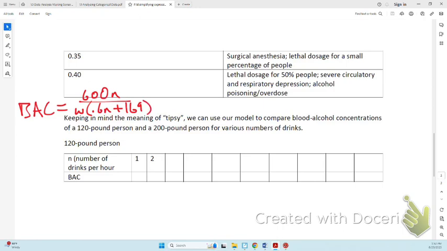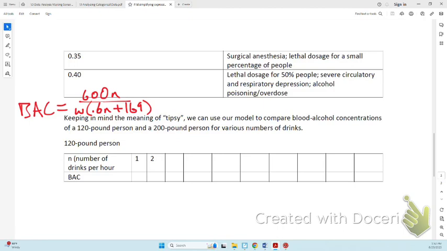My 6s are just not looking right. See if I can fix it. That's a little better. I don't know, those are 6s.